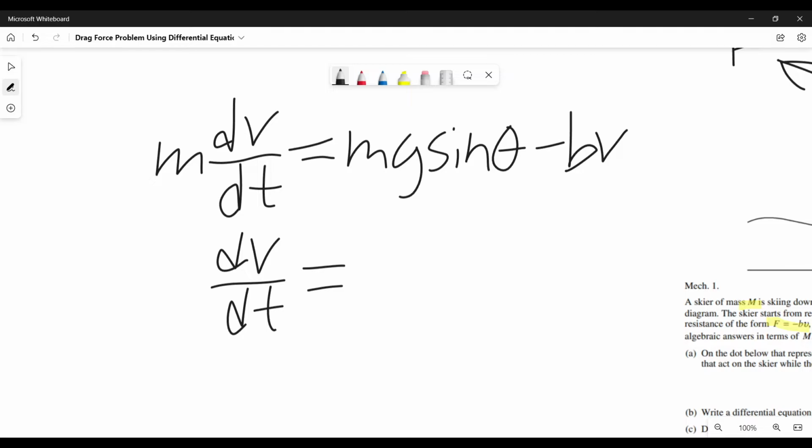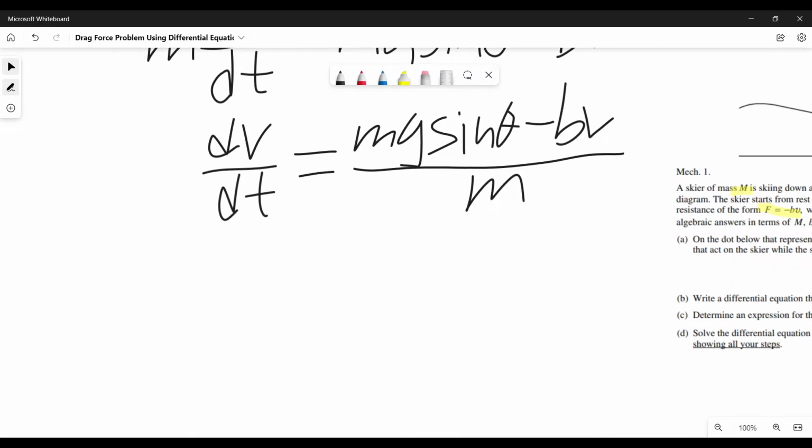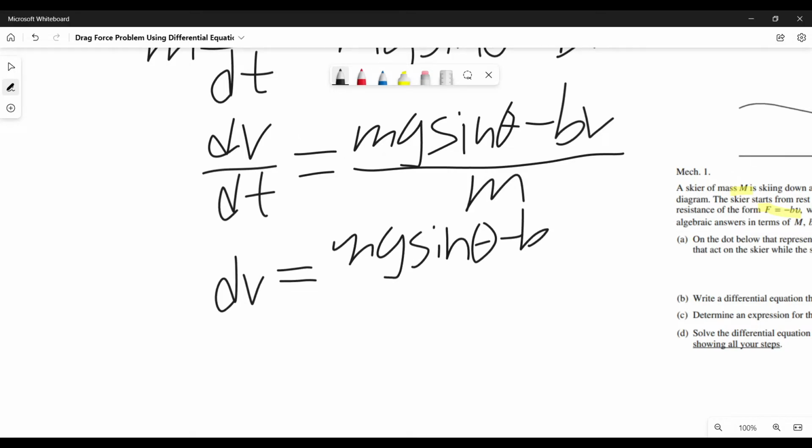equals just, we're going to keep mg sine theta for now. You'll see why in a second. But we are just going to divide by m. So mg sine theta minus bv over m, and there we go. That's kind of like our unsimplified form of the differential equation, but it's very easy to simplify. Since we see that the m is in the denominator here, we can multiply both sides by dt. So we get dv equal to mg sine theta minus bv over m dt.